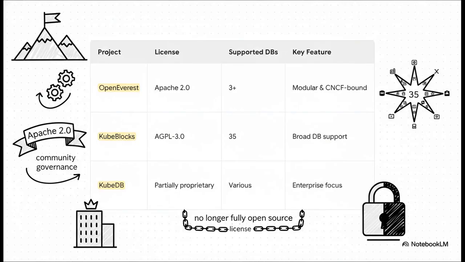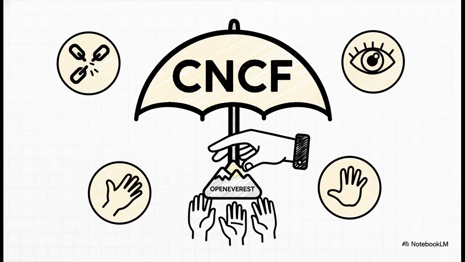Of course, OpenEverest isn't alone. You've got competitors like Kubeblocks, which has a more restrictive license but supports an incredible 35 different databases. Then there's KubeDB, which used to be fully open but now has a proprietary angle. OpenEverest is really carving its own path by staying fully open source with a permissive Apache 2.0 license and aiming for true community governance. And that point about governance is absolutely crucial to their whole strategy. The team plans to donate OpenEverest to the Cloud Native Computing Foundation, the CNCF. That's a huge move. It's designed to ensure the project stays independent, transparent, and is driven by the whole community, not just one company's roadmap.